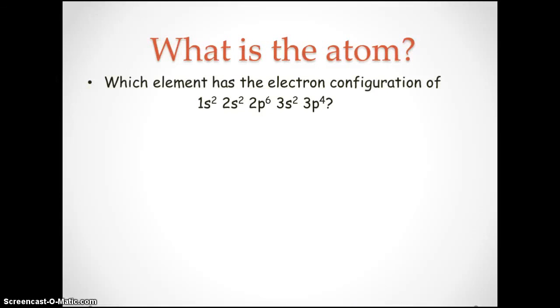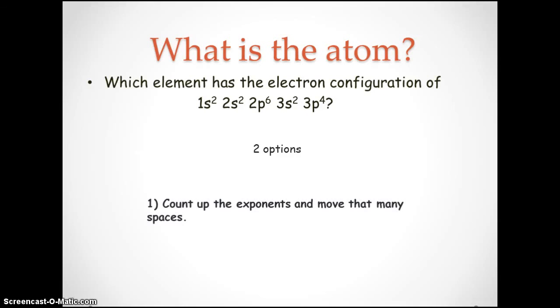So now let's work the opposite direction. Now we're given the electron configuration and we need to find the element. We have two options for doing this. One, we can count up the exponents and move that many spaces, because the exponents are the number of electrons. If we add 2 plus 2 plus 6 plus 2 plus 4, we get an answer of 16. Good. The other option is just moving on the chart, and we'd move to the 3p4 spot.